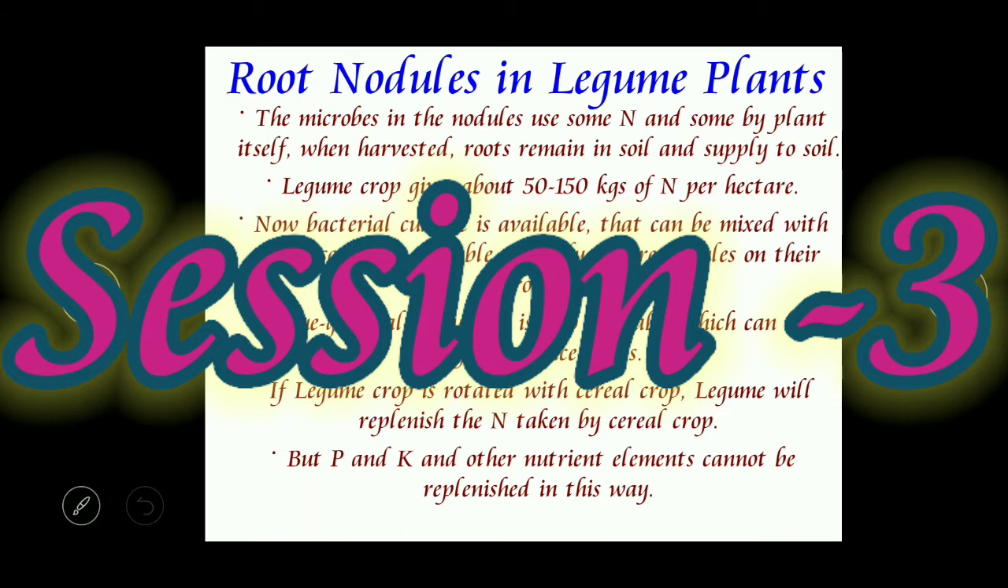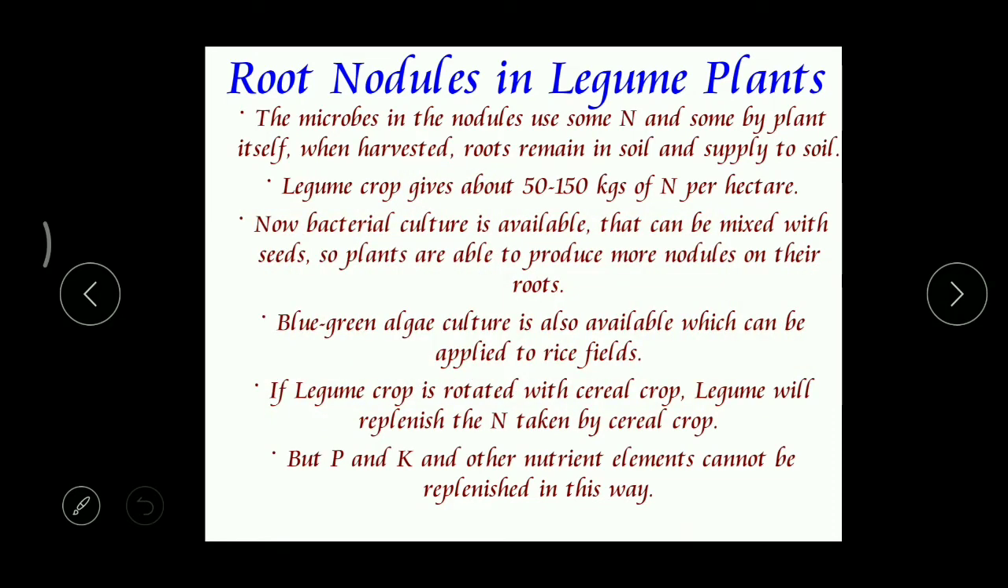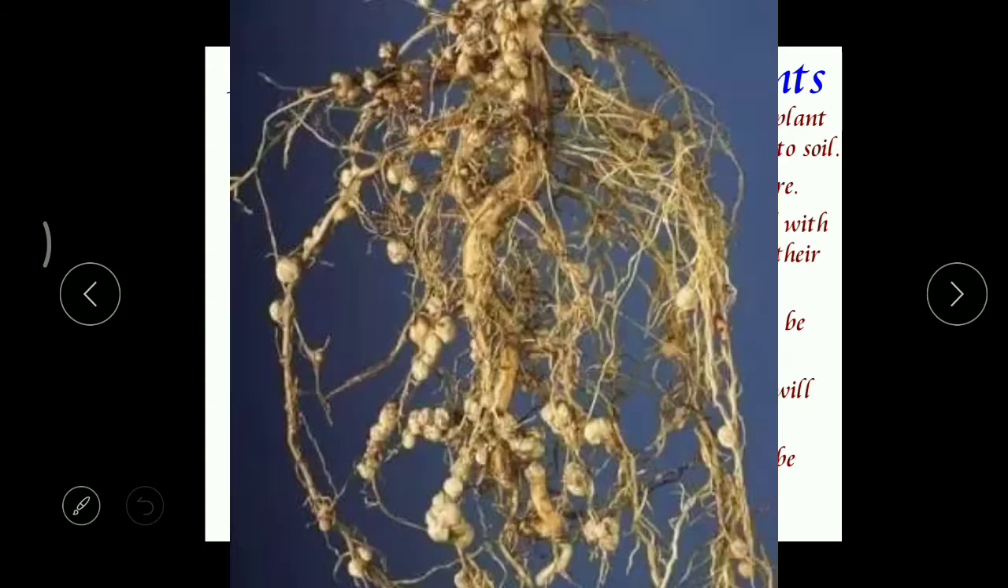Now let's come to the new topic, that is root nodules in legume plants. You know well about legume plants. What is the special feature of these plants? When we observe their root system, over the roots we can find some ball-like structures, and we call these balls root nodules. And in these root nodules we can find what?